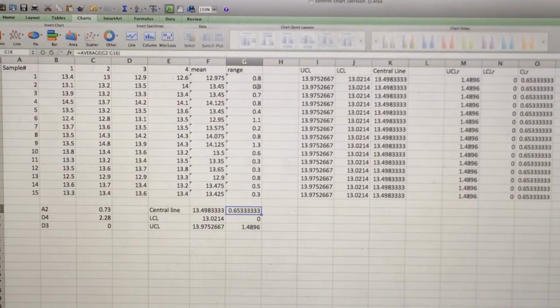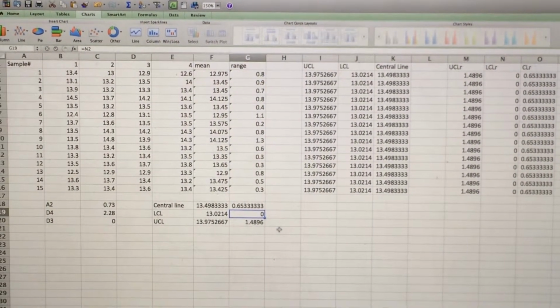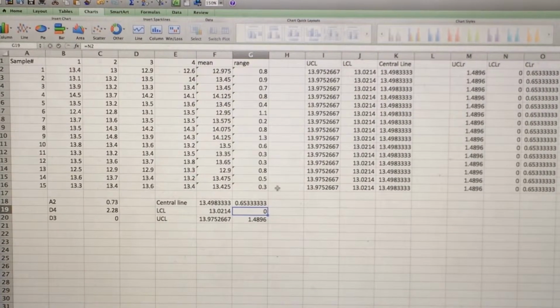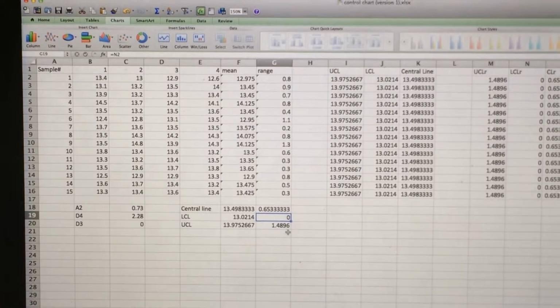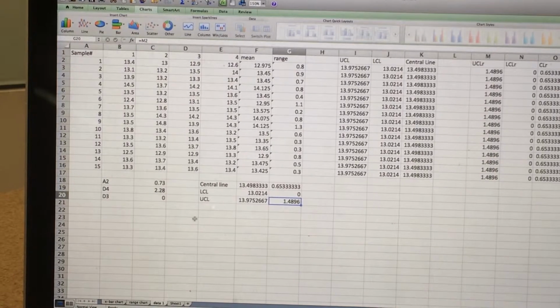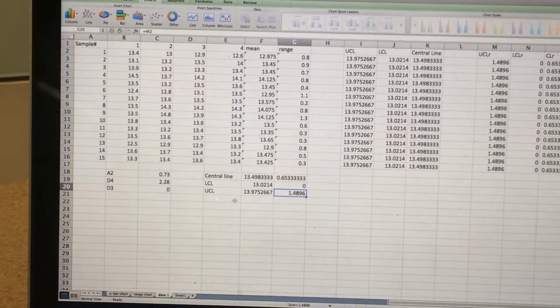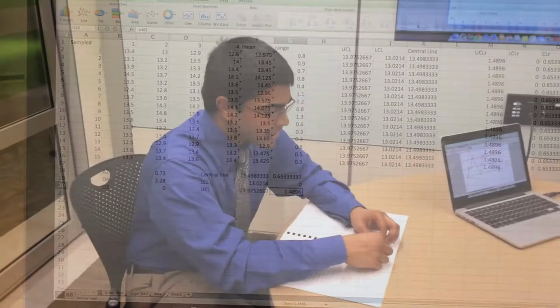The central line of the range chart is the grand mean of all the ranges we got. The LCL of the range chart is D3, which the value is 0, times the grand range, so the value is 0. The UCL of the range chart is the D4 value of 2.28 times the grand range to get a value of 1.489. That comes to a close. Do you have any questions for me?